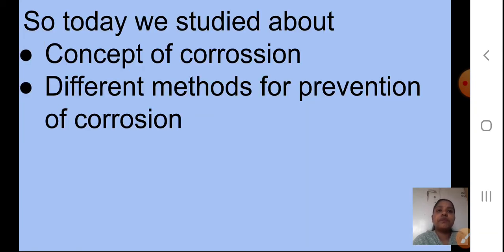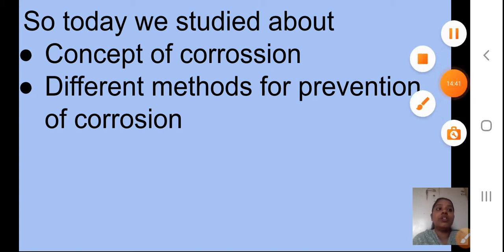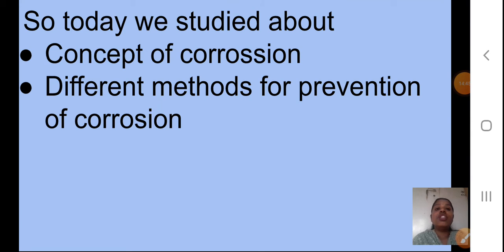Now we have come to the end of today's part. Today we studied the concept of corrosion. Especially we focused on iron because corrosion of iron can lead to a great financial loss. Then we studied the different methods for the prevention of corrosion: galvanizing, tinning, anodizing. Many things are there which you can use for preventing this corrosion process, or at least you can reduce the rate of the corrosion. If you totally cannot stop it, you can always try to make the corrosion rate slow.